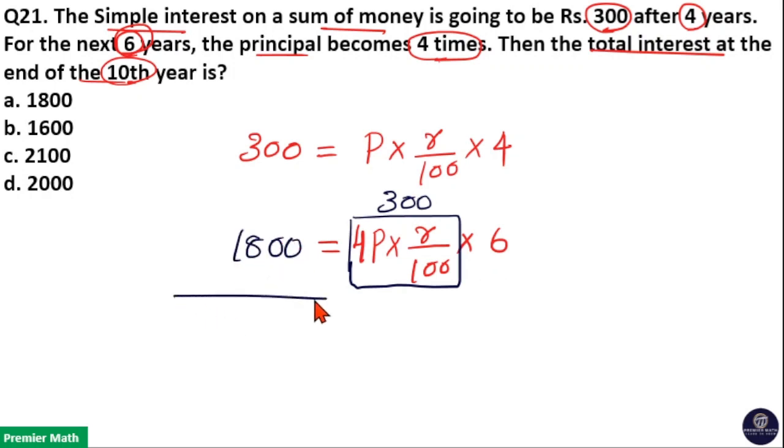That means total interest is equal to 1800 plus 300, 2100. So total interest for 10 years is equal to 2100. Option C is your answer.